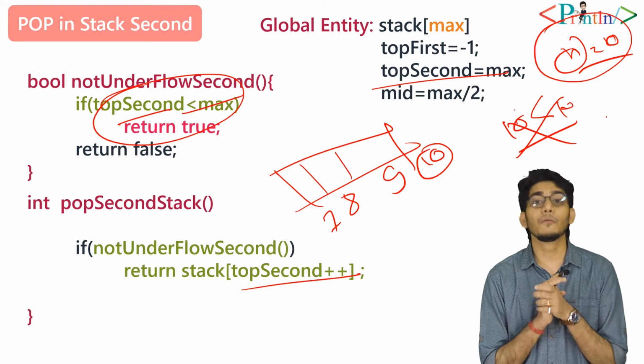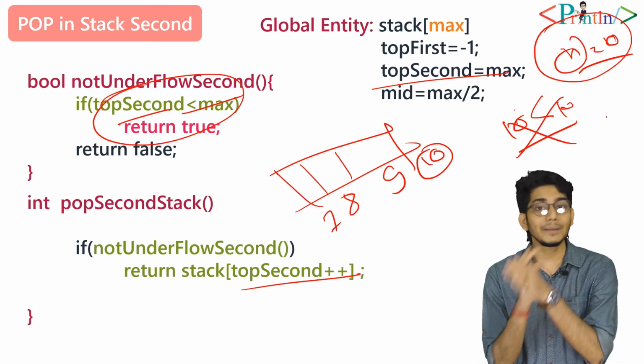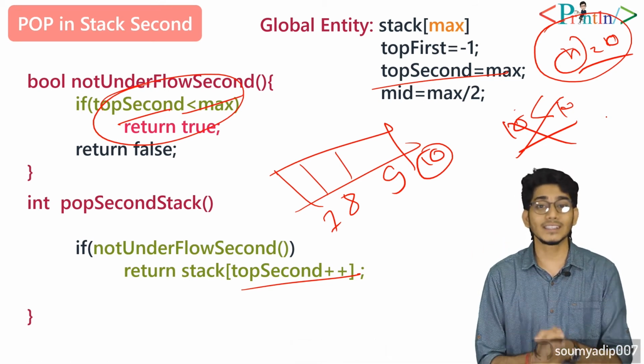So this is how we can implement push and pop functions in two stacks. So I think these portions are clear.